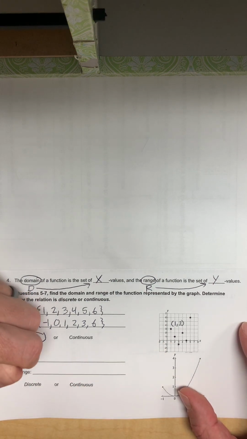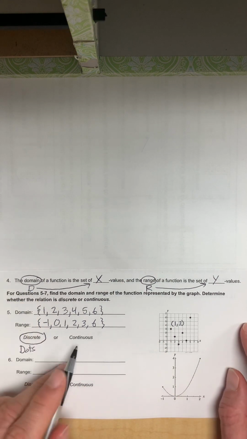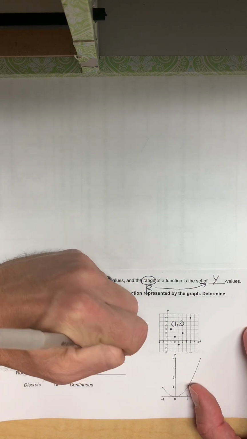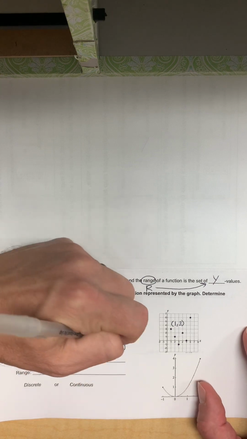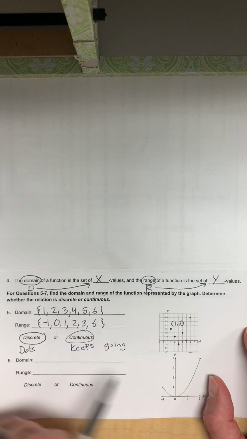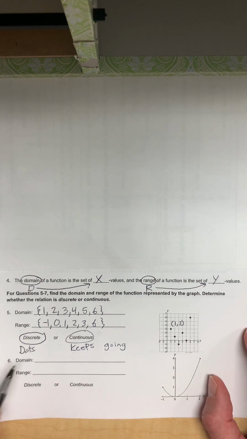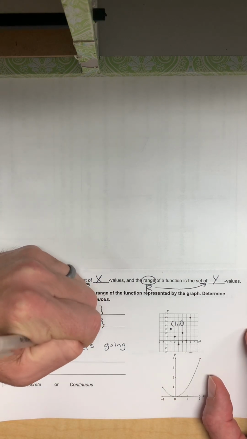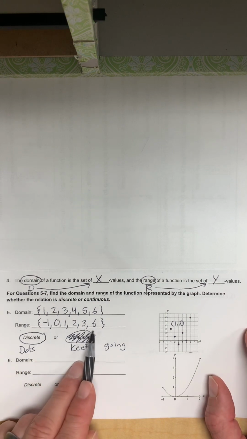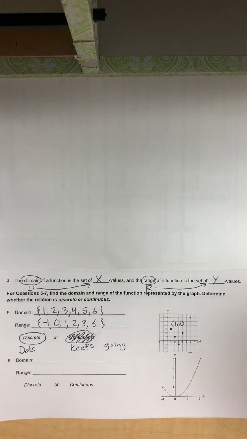Discrete, dots, they both start with a D. Continuous, it keeps going. They kind of sound the same, don't they? Discrete, dots; continuous, keeps going. So this one is dots, it's discrete. I shouldn't have circled that, sorry. All right, so there's our answer for domain, there's our answer for range, and we should have only circled discrete.